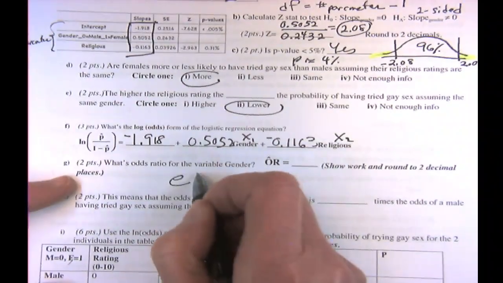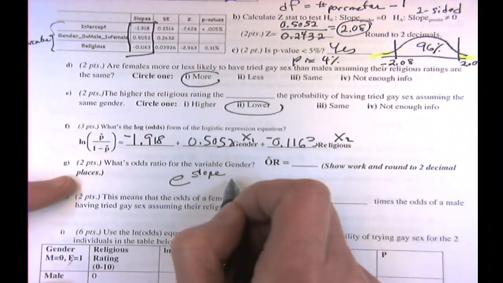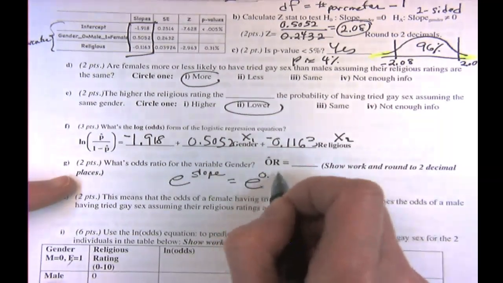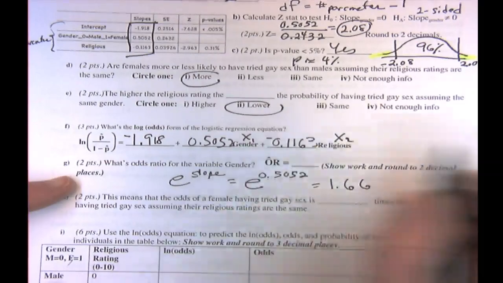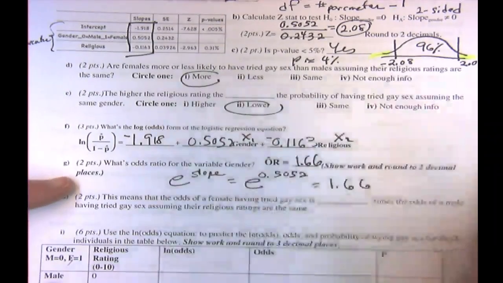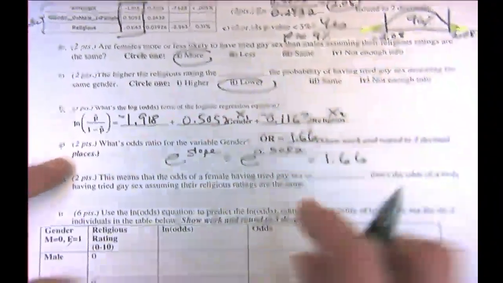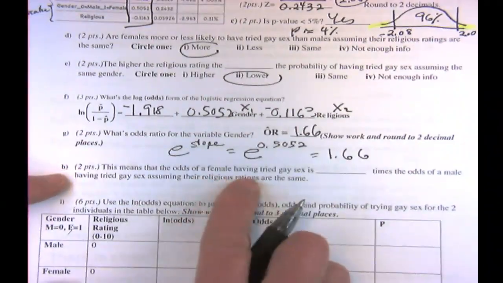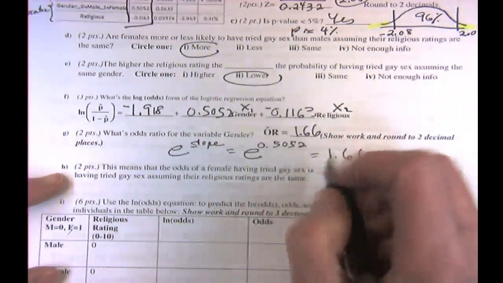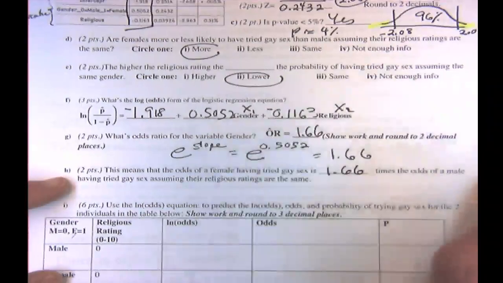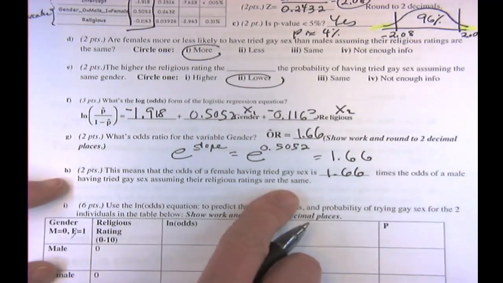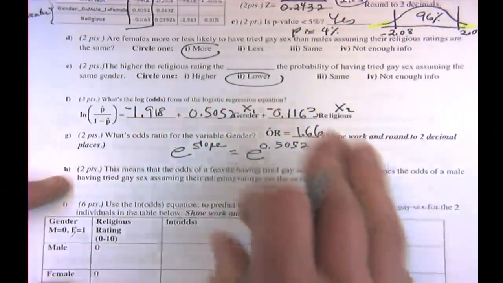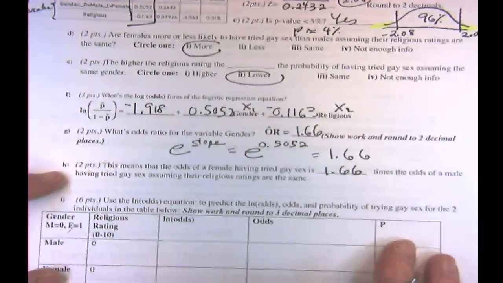All right, so what's the odds ratio for the variable gender? Well, that's just going to be e to the slope for gender. So that's e to the 0.5052, which is about 1.66. This means that the odds of a female having gay sex is 1.66 times the odds of a male, assuming that their religious ratings are the same, because it's multiple regression. We're controlling for the other variables in the model.